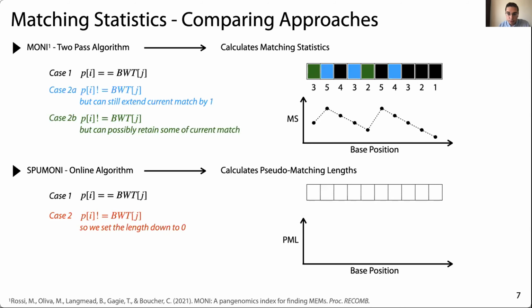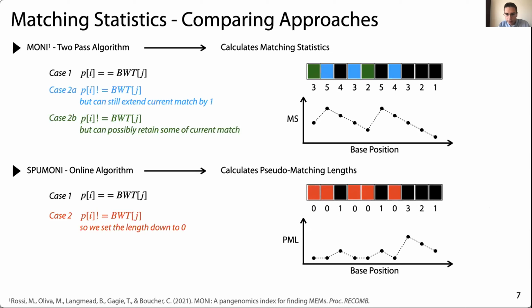So let's look at the same read and see how that affects the pseudo matching lengths. We start out with case 1. So we add 1, case 1 again, we add 1, case 1 again, and then we hit a case 2. So we set it back to 0. Now case 1, and then when we hit case 2, we get 0, 0. Case 1, we add 1, and in case 2, we go back down to 0.